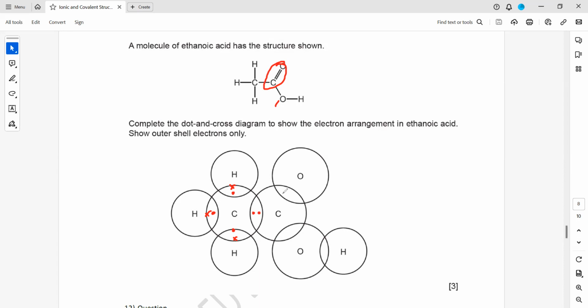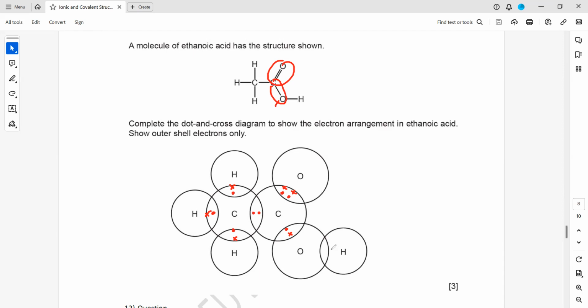So if an electron of carbon is represented by a dot, an electron of oxygen is represented by a cross. Same thing, electron of carbon by dot and electron of oxygen by cross. So that means C is double bonded with O, with four electrons. In the same way here, this is a double bond, but this is a single bond, C-O. If there's a single bond, we represent it by a pair of electrons, or two electrons between them.